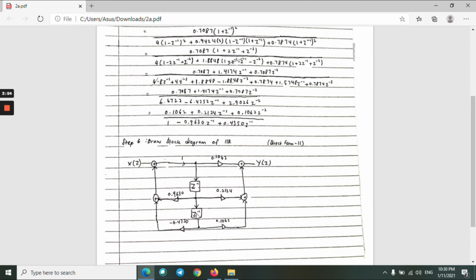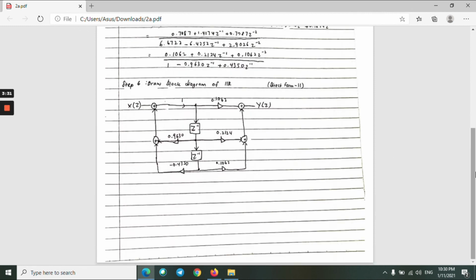And we go to the third line, we have the delay z^-1, because here is z^-2. So for the poles, we have negative 0.4350. We put negative since it's poles, and for the zero, we have 0.1062. So that's all from our group. Thank you.